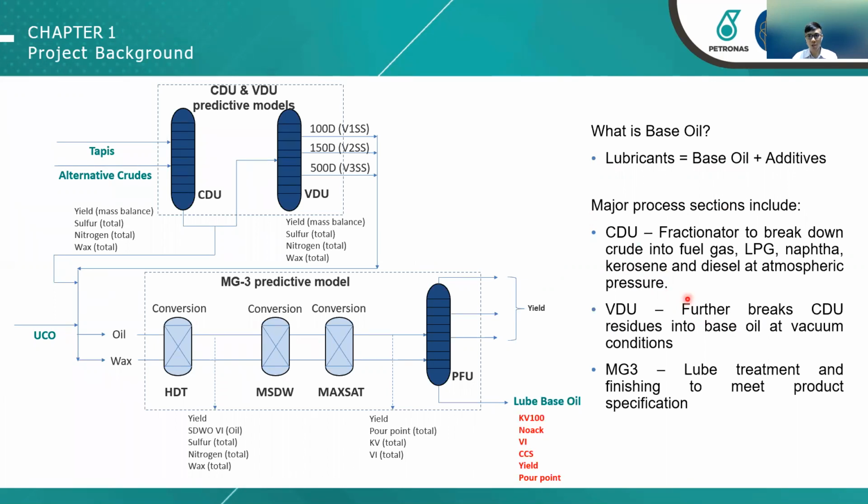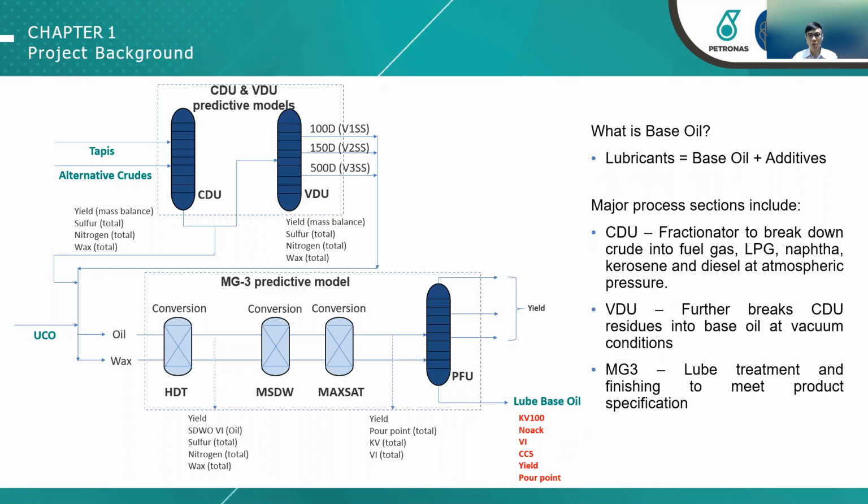KV100 stands for kinematic viscosity at 100 degrees Celsius. Noack is a measure of volatility. VI stands for viscosity index, which measures the tendency of the base oil viscosity to change with temperature. CCS stands for cold cranking simulator, which measures the apparent viscosity of base oils under low temperature. And finally, pour point is the temperature where the oil will solidify due to the presence of wax.